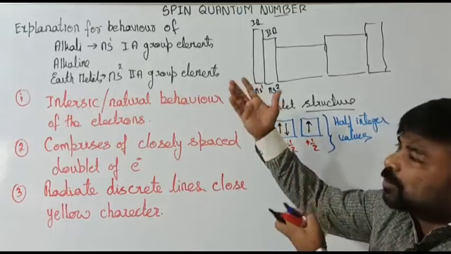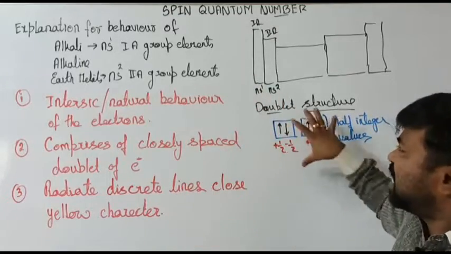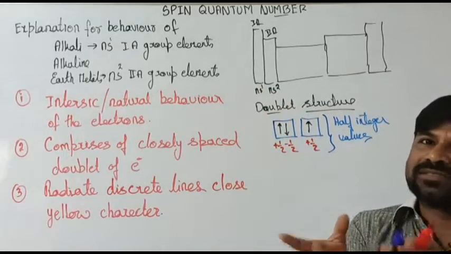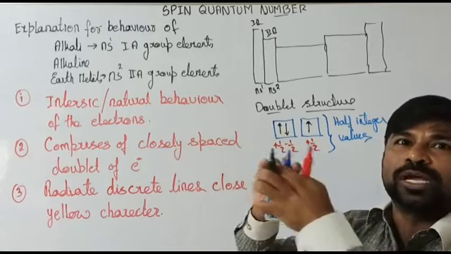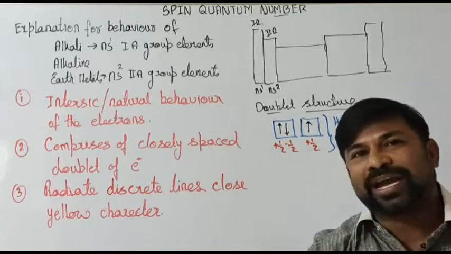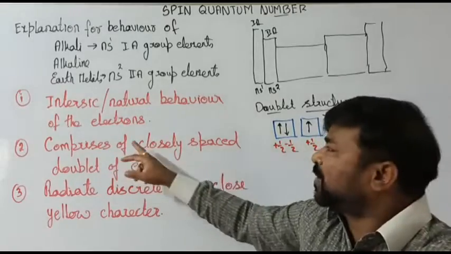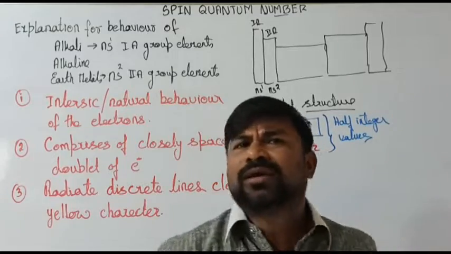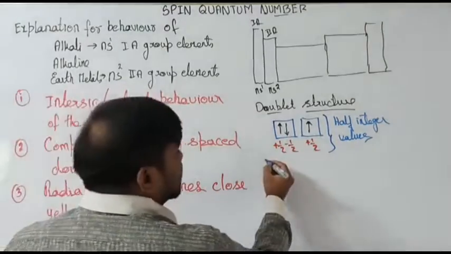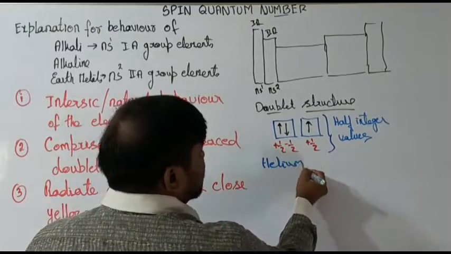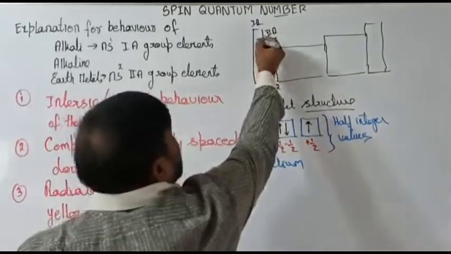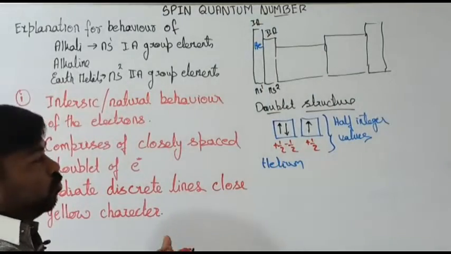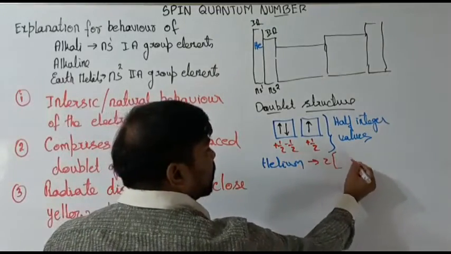So what Uhlenbeck and Goudsmit are saying is that any duplet structure has the property of exhibiting that peculiar behavior, the yellow color light. That is what is meant by comprising a closely spaced duplet of electrons. Let me go back a little more clearly with one more example. Let us take helium. I have taken an element from the 1A group. Now, what is the atomic number of that one?